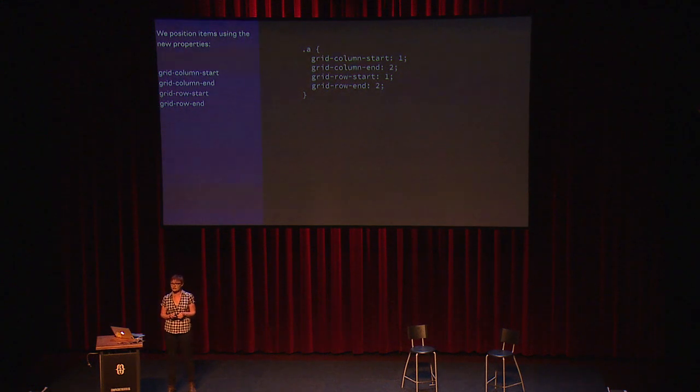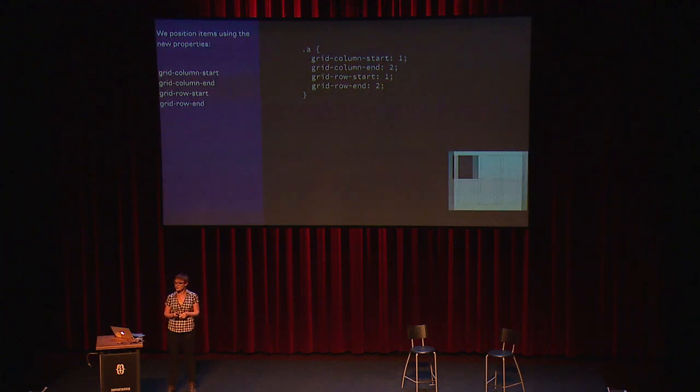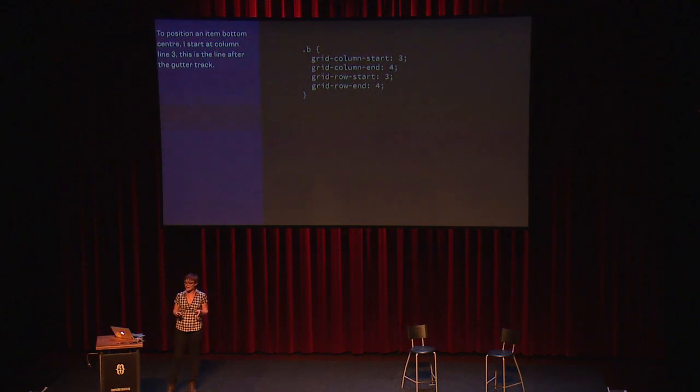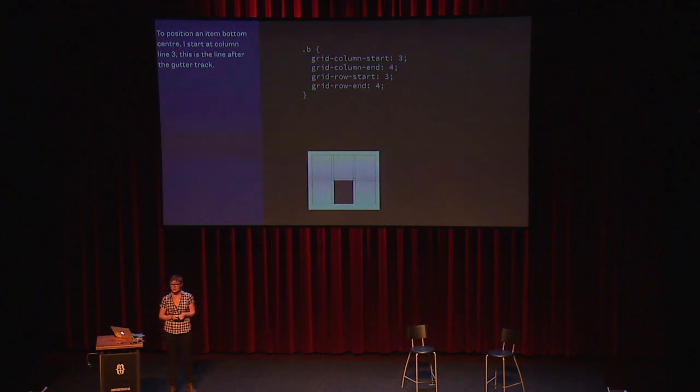If I want to place a div with a class of A, top left, I'd use these properties. Grid column start and grid column end allow us to define the lines before and after where the content sits, and row start and row end is kind of above and below. So that puts item A into the top left cell of the grid. And I might want to do the same with B. I'd like to put this one bottom center, just like this.